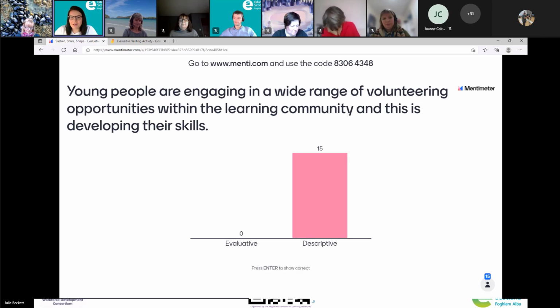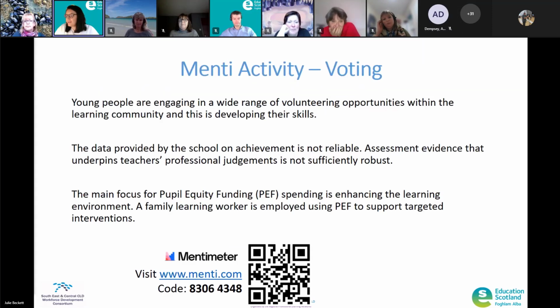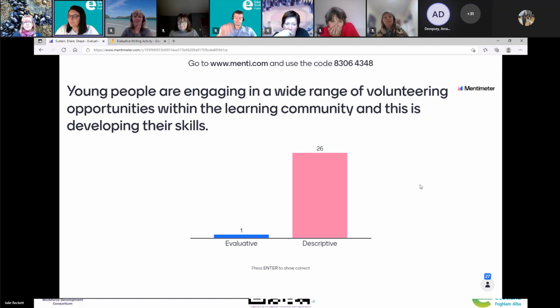So I'll give that. Can you just show us the QR code again, please, for Menti? Yeah, of course. There it is there. Is that okay? Thank you, yeah. No worries, perfect. Okay, that's great. We can see some answers coming in there.